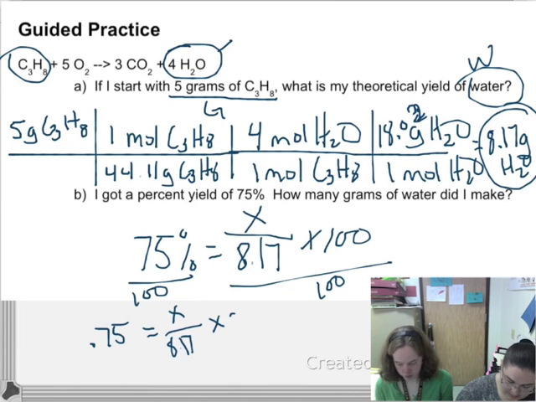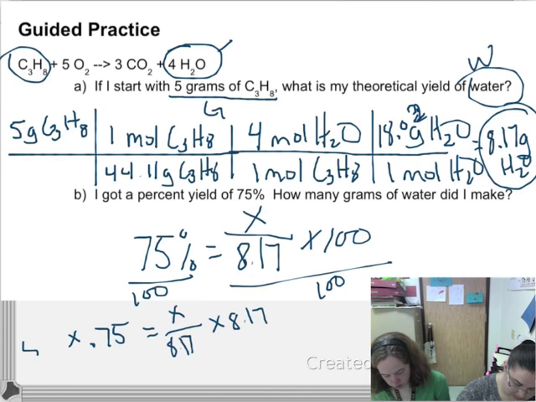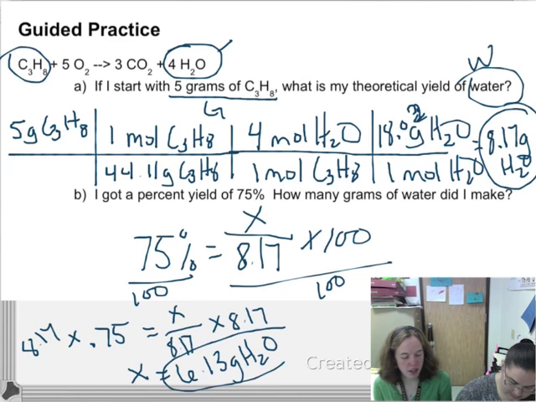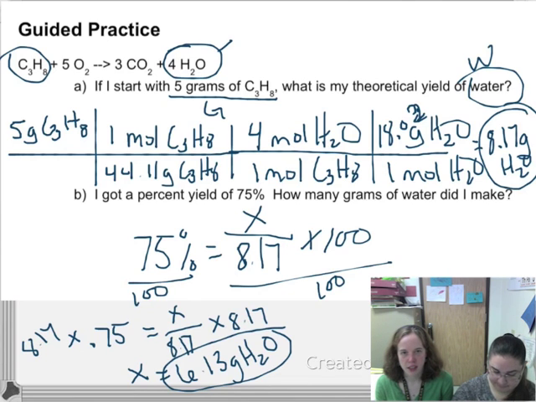And so we multiply by 8.17 to get it out of the bottom. That is going to get us 6.13 grams of water as my actual yield. Yay! All right, see, not that tricky. There's some independent practice you can go try on your own. If you get stuck, ask your teacher.